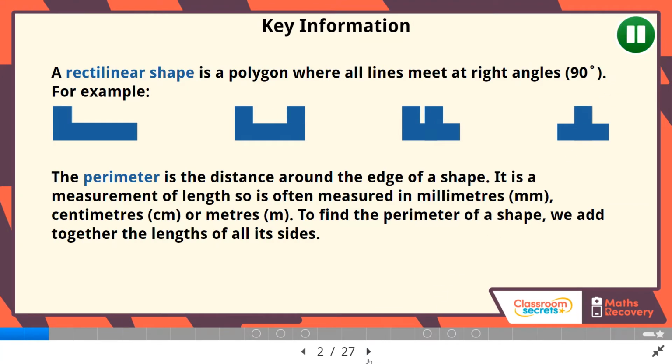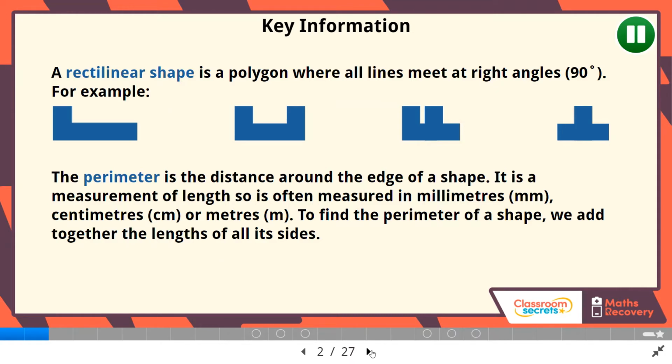In this lesson, we will be learning how to measure the perimeter of rectilinear shapes without grids. A rectilinear shape is a polygon where all lines meet at right angles. We will be building on our knowledge of how to use a ruler correctly in order to measure the length of each side. This will enable us to calculate the perimeter.